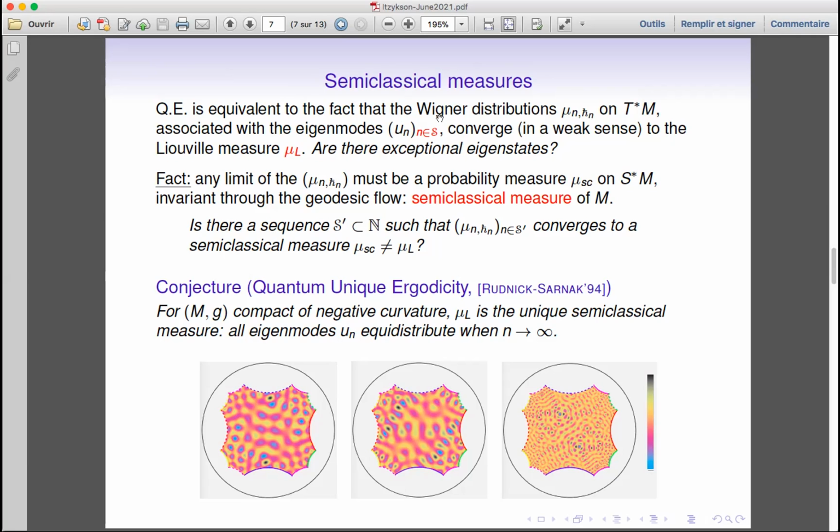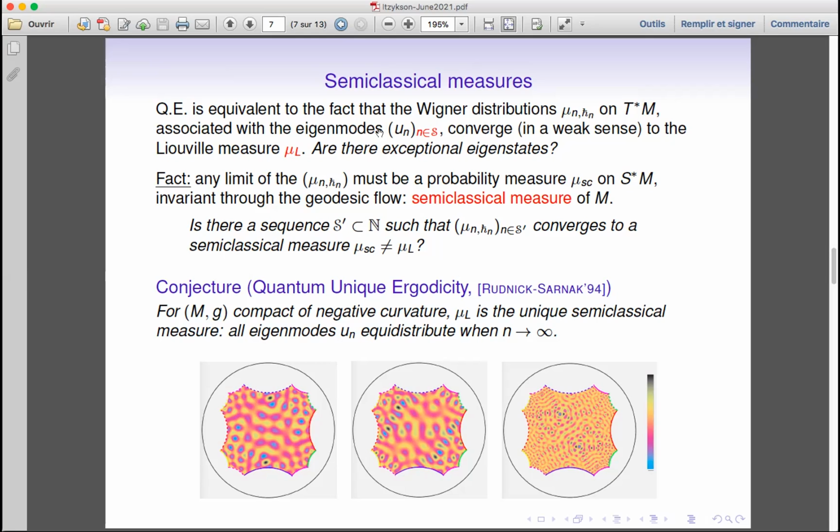So a natural question is: do I need to take this subsequence, or does it hold for the full sequence? Or, on the opposite, do there exist exceptional eigenmodes, eigenstates, which do not have this asymptotically flat behavior?